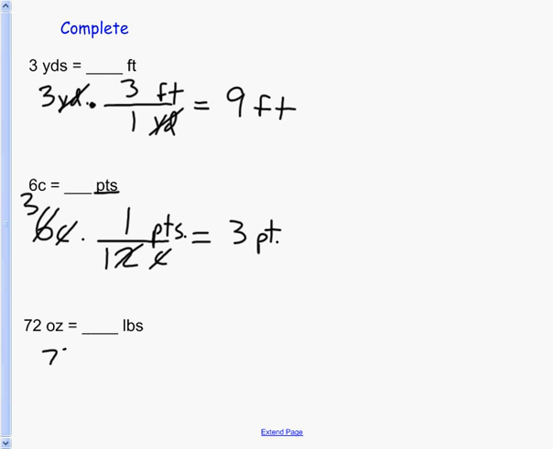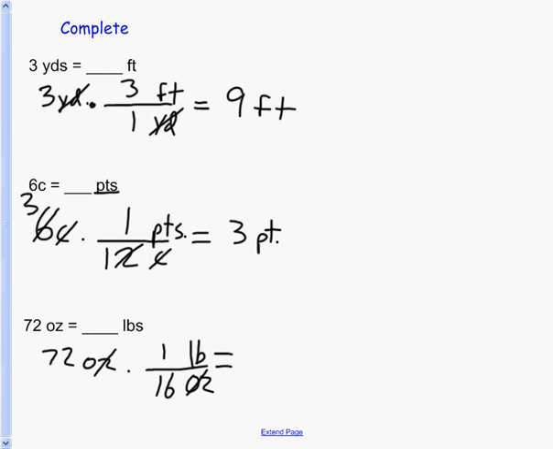Lastly, we have 72 ounces, and we're looking for pounds. So pounds on top, ounces on bottom. In this one, we have 16 ounces per pound. If you're having trouble knowing how I'm getting these 16 ounces per pound, they're on a conversion table in chapter 6.4 as well as in your 6.4 notes.